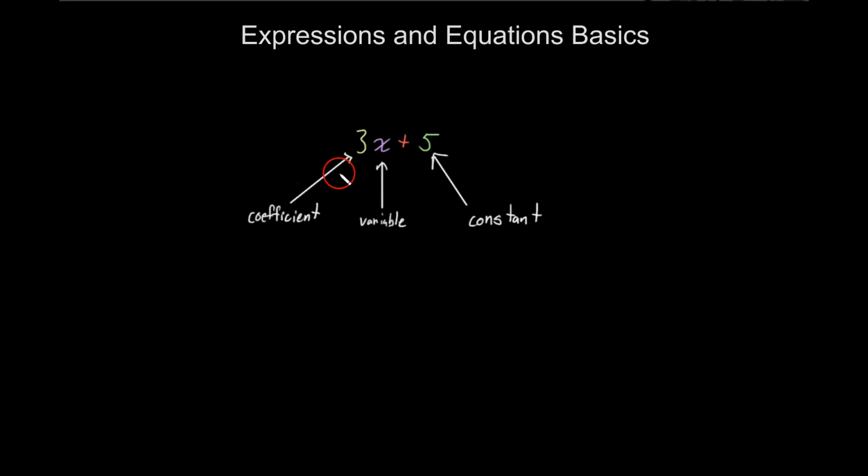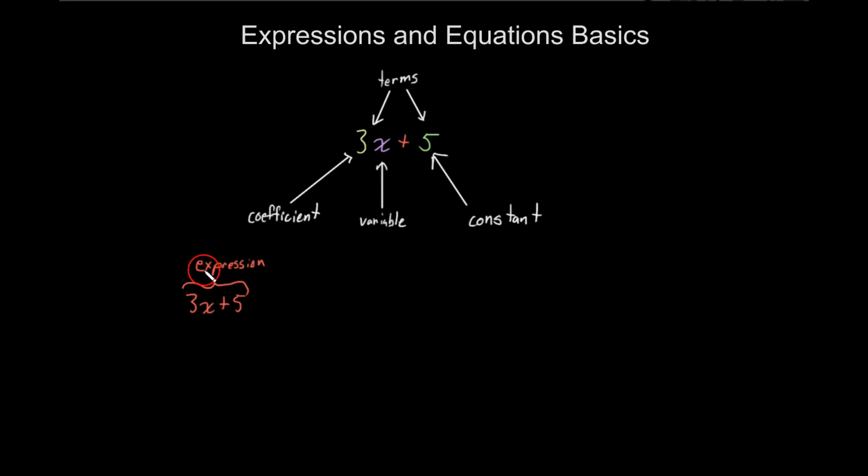So just an overview of what we've talked about. Our 3 is our coefficient, our x is a variable, and our constant is 5. And these make up the terms of this expression. Now a term is a number by itself or the product of a number and a variable. So 3x, our coefficient of 3 and our variable of x, is one term. And 5, our constant by itself, is another term. So 3x is a term and 5 is a term.